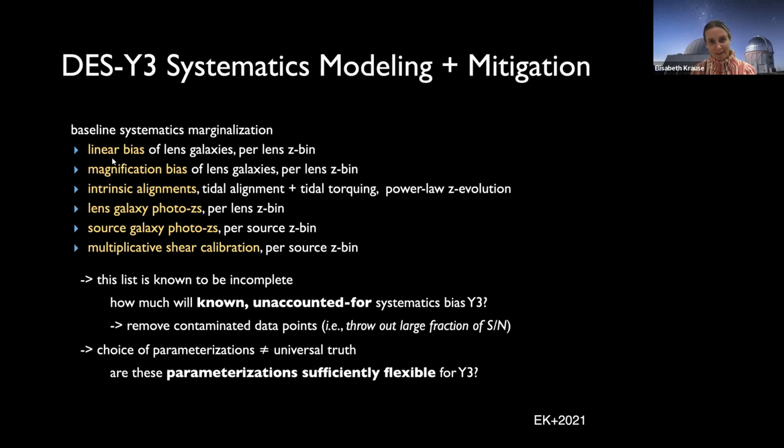And while we use galaxy bias that is piecewise constant in redshift, we of course don't claim that this choice of parameterization is some universal truth. So we also have to verify that these parameterizations are sufficiently flexible given our expected constraining power. And the answers that we come to for the DES-3 analysis, of course, are specific to that analysis. These do not carry over to Rubin analysis. We have to go through this validation work and enhanced modeling for each successive analysis.